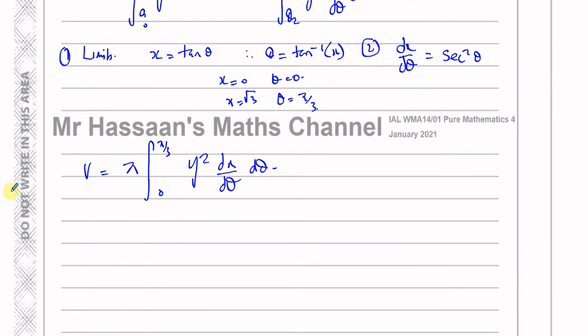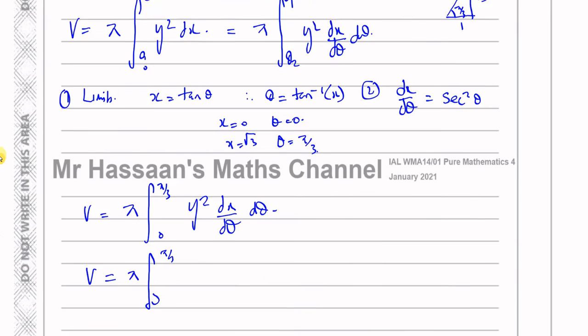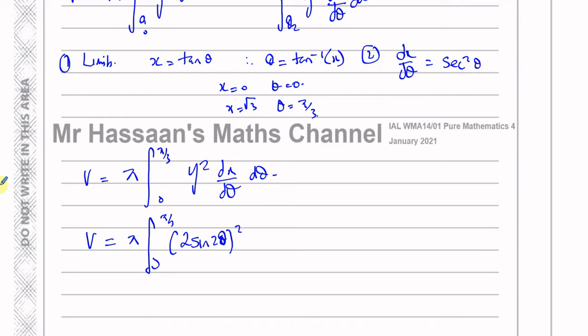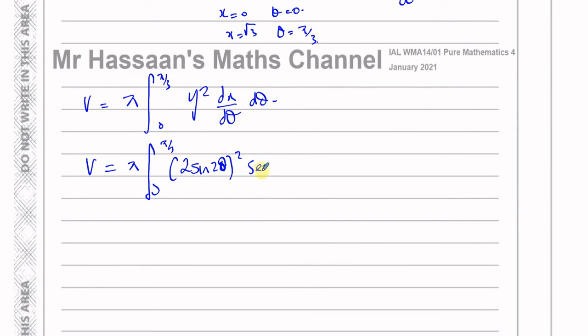So now I'm going to say, okay, I know what these things are. I know what y squared is. Y squared is 2 sine 2 theta all squared. So I'm going to write this first, 2 sine 2 theta squared. And dx d theta I know is sec squared theta. So I'll write here sec squared theta d theta. Okay, so now we've got rid of all of the x's and everything is in terms of thetas. So we've almost got there.